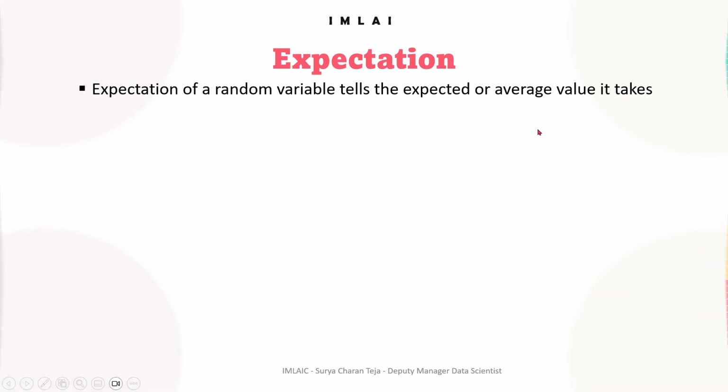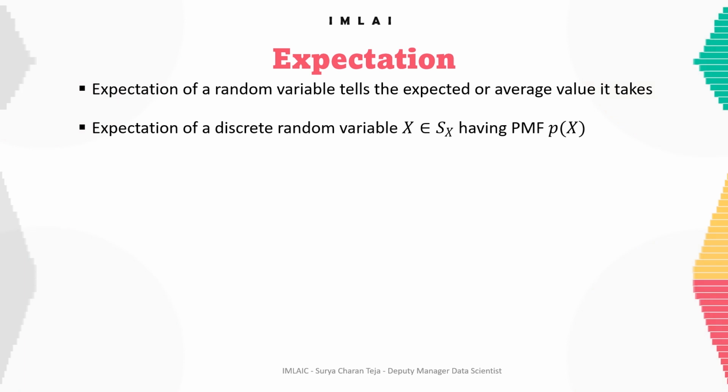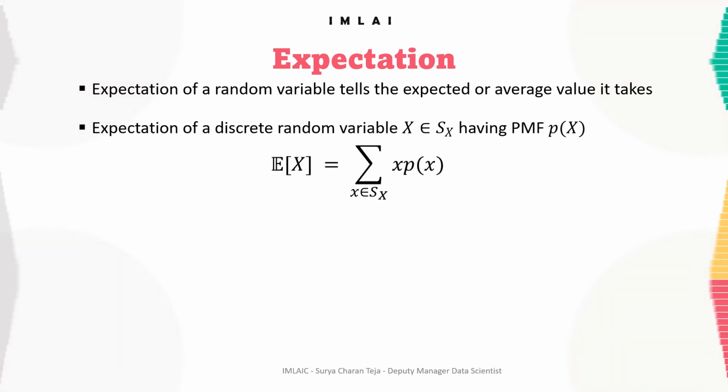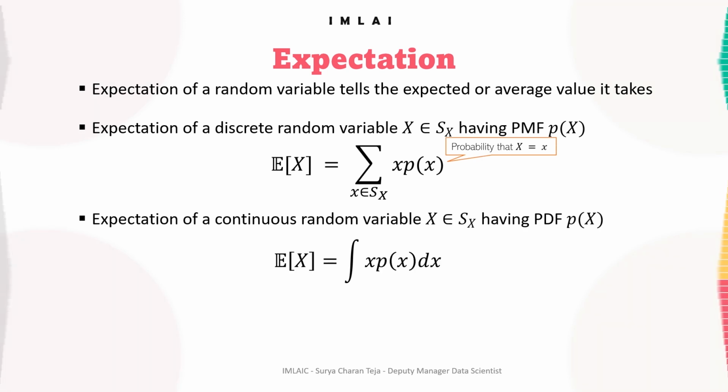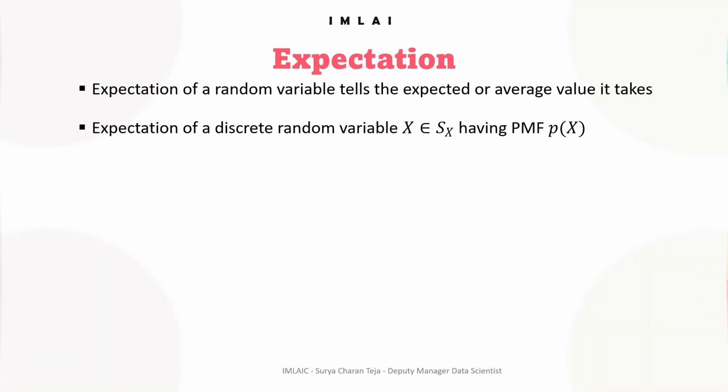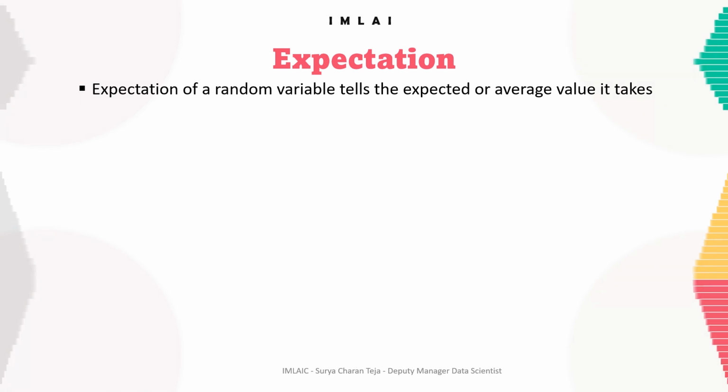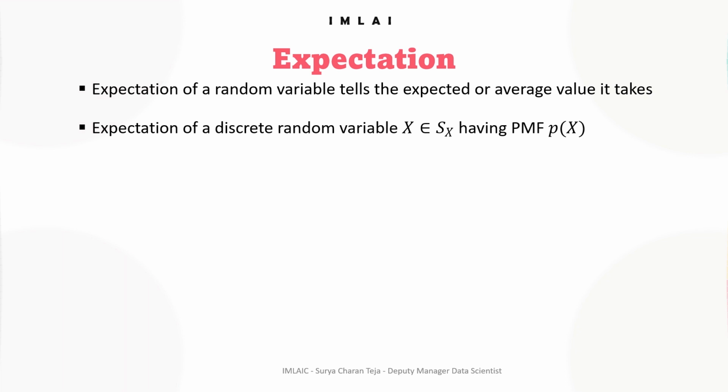The expectation of a discrete random variable we calculate one way, and the expectation of a continuous random variable another way. First, let's see the expectation of a discrete random variable. The expectation of a discrete random variable capital X with probability mass function P of X is defined as follows, where capital X belongs to Sx.